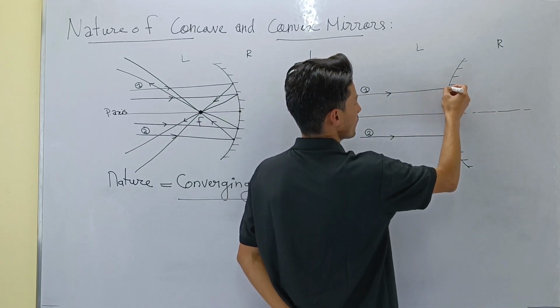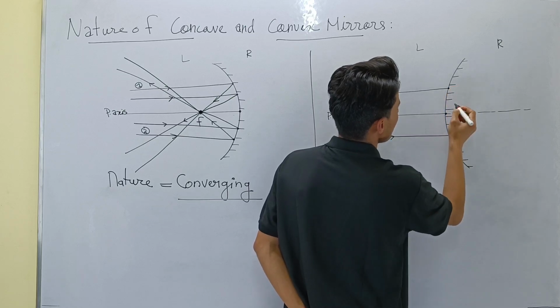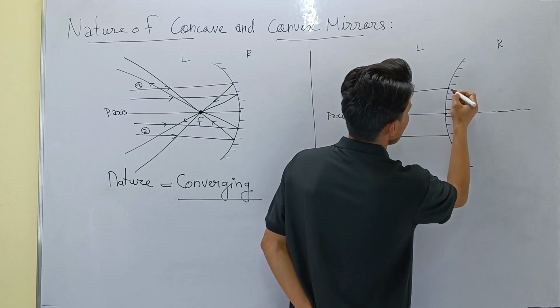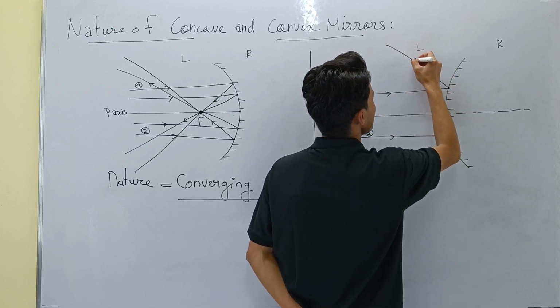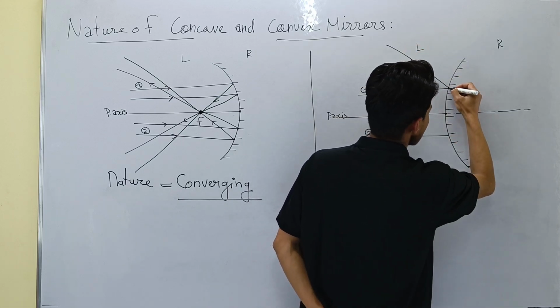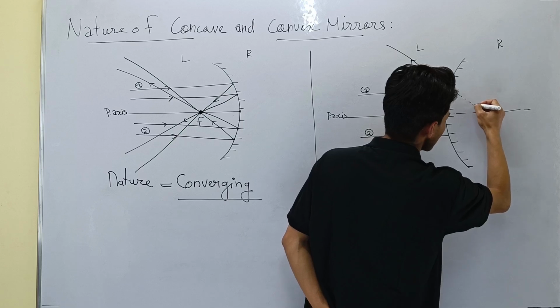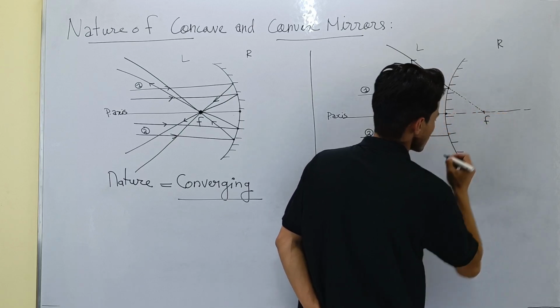This is the point of incidence. Now reflection will take place from this very point. It will reflect like this. Now we have to backtrace this for a convex mirror. So this point becomes the focus.